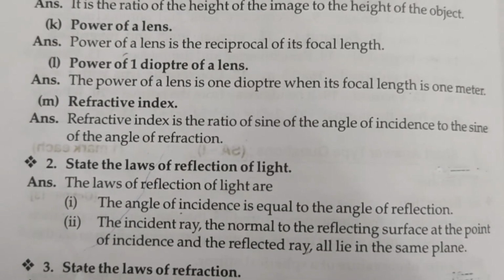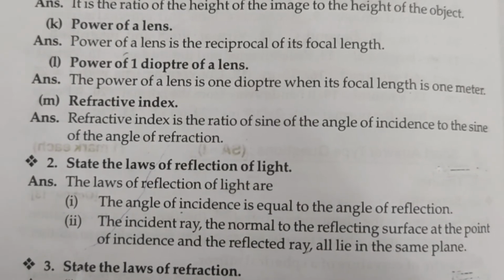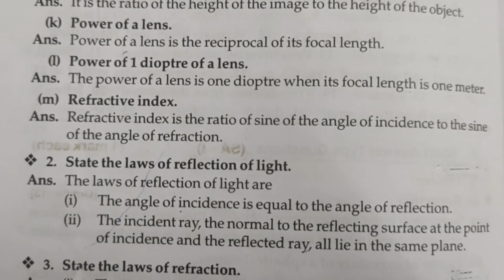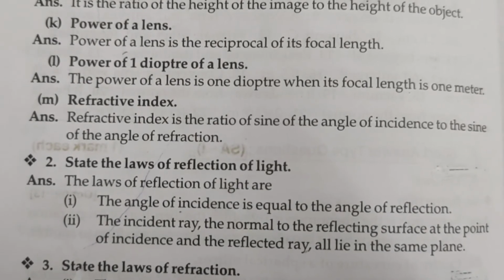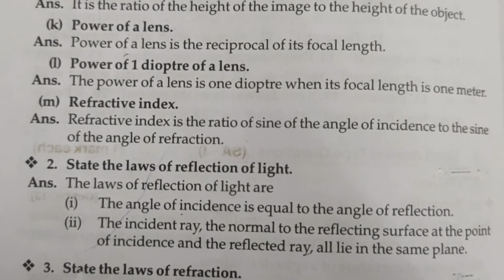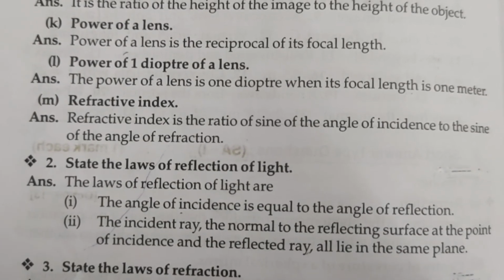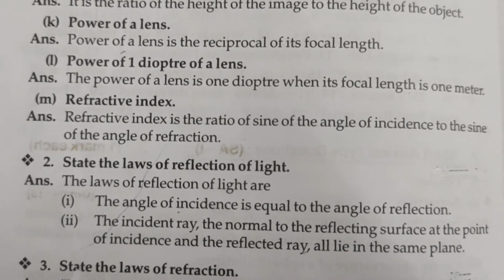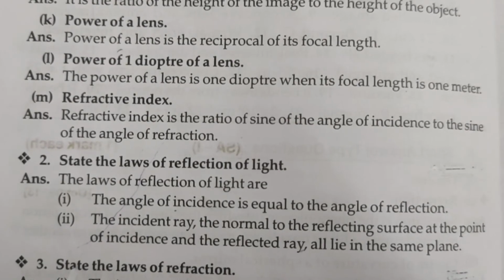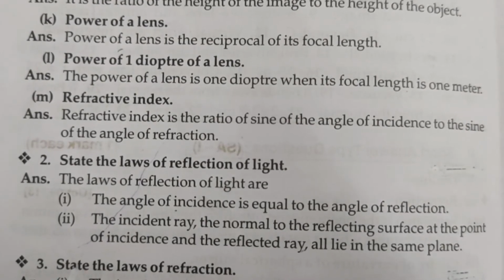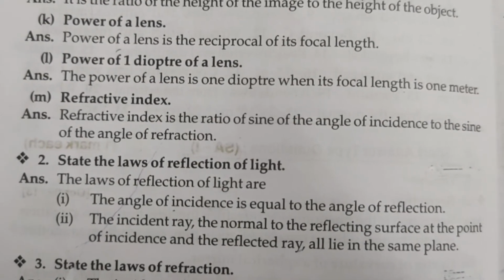State the laws of reflection of light. The laws of reflection of light are: first, the angle of incidence is equal to the angle of reflection. Second, the incident ray, the normal to the reflecting surface at the point of incidence, and the reflected ray all lie in the same plane.